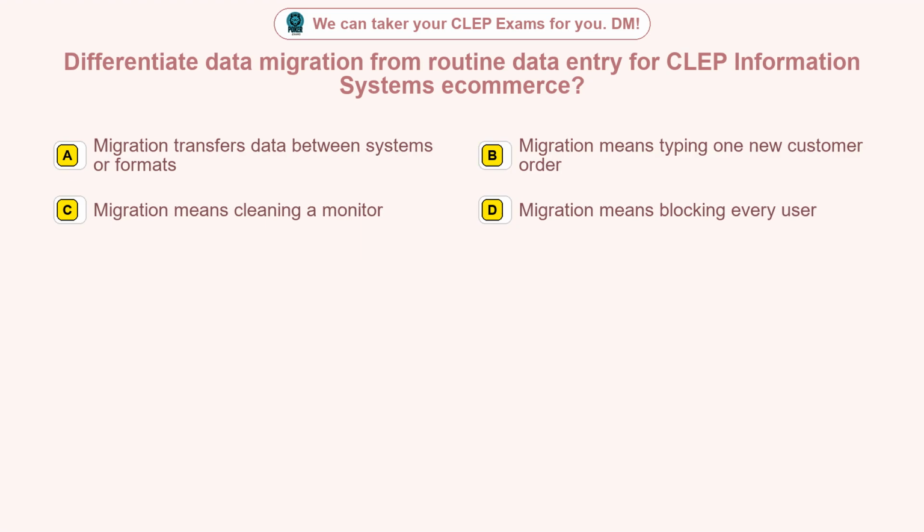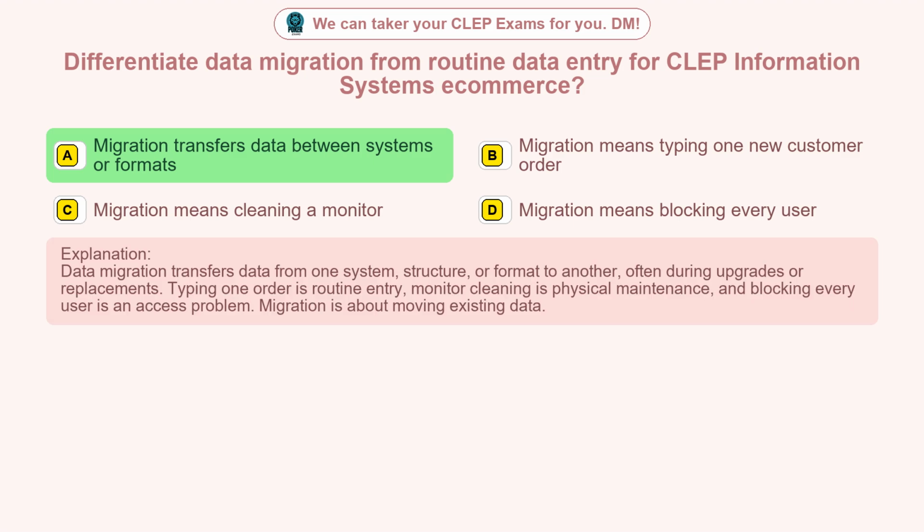Question 88. Differentiate data migration from routine data entry for CLEP Information Systems Ecommerce. Option A, migration transfers data between systems or formats. Option B, migration means typing one new customer order. Option C, migration means cleaning a monitor. Option D, migration means blocking every user. The correct answer is option A, migration transfers data between systems or formats.